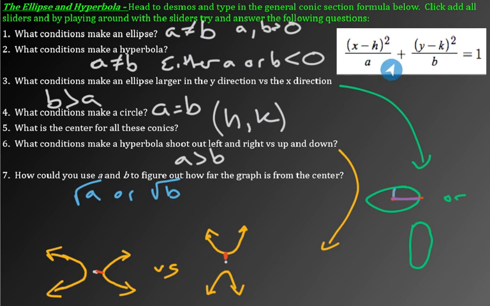For ellipses, A and B just have to be the same thing. Or sorry, not the same thing, and both positive, though. That's what I want to say. For hyperbolas, they can't be the same thing, and one needs to be negative. And circles are, of course, the ones where these need to be the same thing, okay?